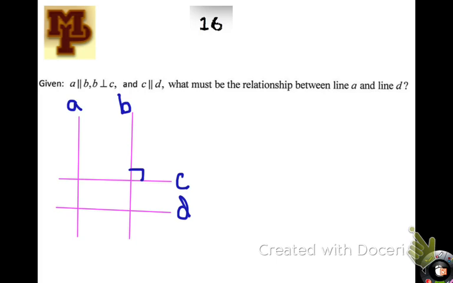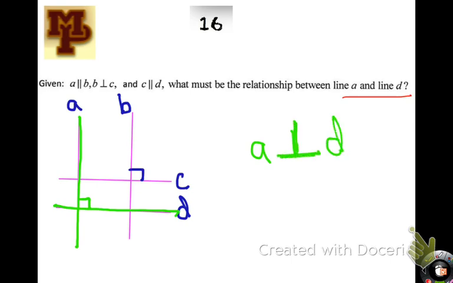And then just keep drawing the situation as it's given. The question is, what must be true about line A and D? You just look at it and you can tell. They'll probably be either parallel or perpendicular. For this one, you've got A right here and D right there, and those would actually be perpendicular. So we would say that A is perpendicular to D. Make sure you're familiar with the notation like that. This, of course, is parallel, and that's perpendicular.